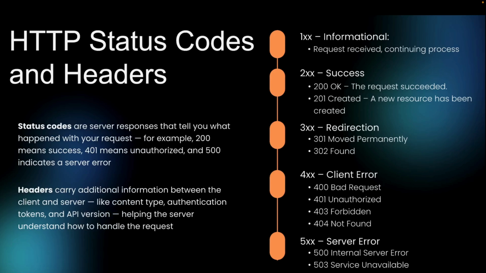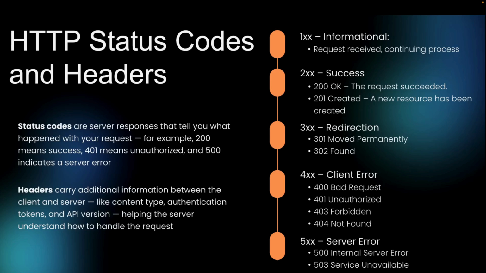Another example is 201 created. It is used after creating a resource. For example, new user is successfully added. In that case, server will send 201 status code. Then we have 3xx redirection. It tells the client to go elsewhere. Examples are 301, which means moved permanently, and 302 is found. Then we have 4xx client error.